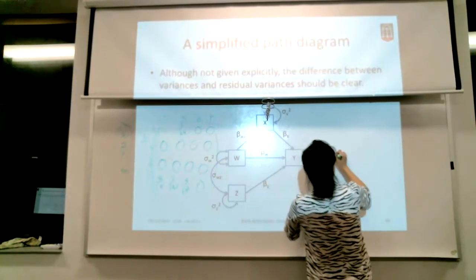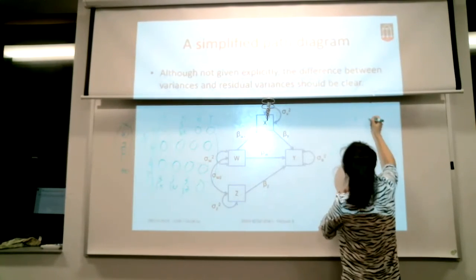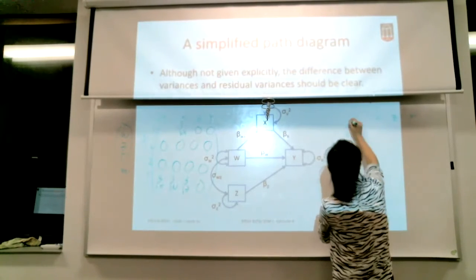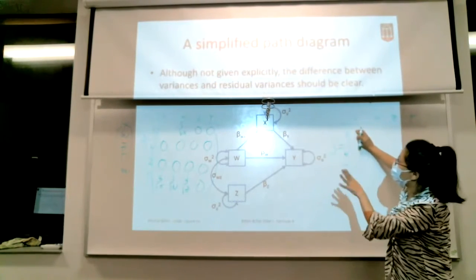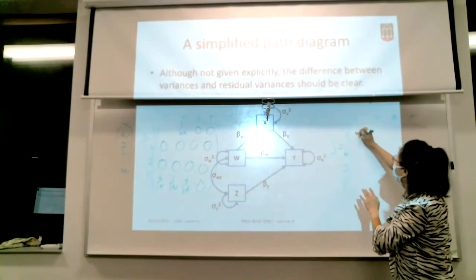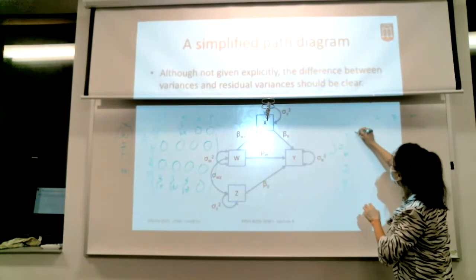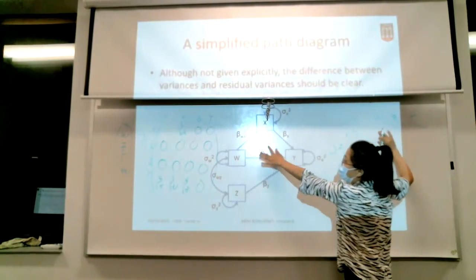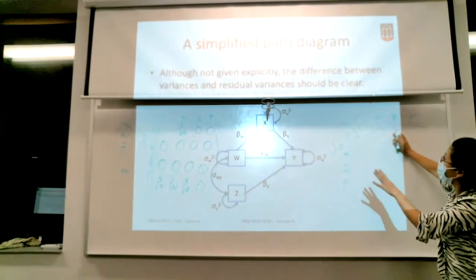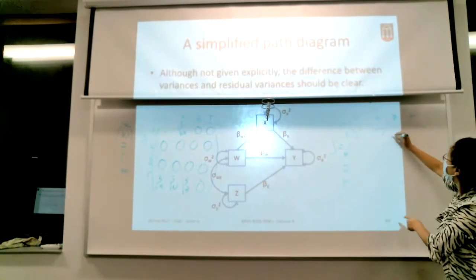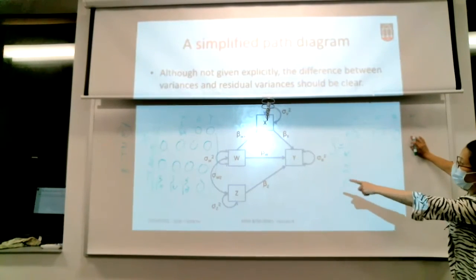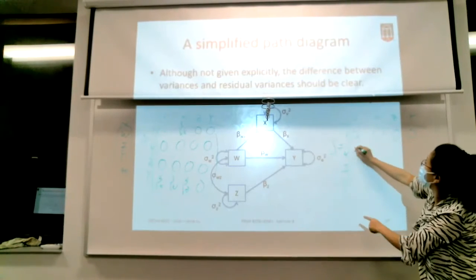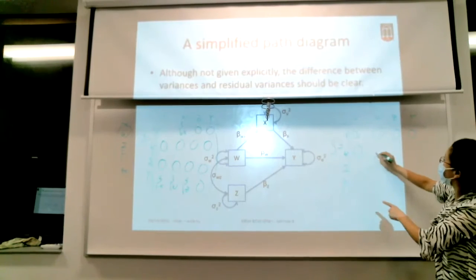Now S. So we have x to x, double-headed arrow. Yes. What is that variance? Sigma x squared. Between x and w, double-headed arrow? No. Z and x, no. Between x and y, double-headed arrow? No. Between w and w, yes.